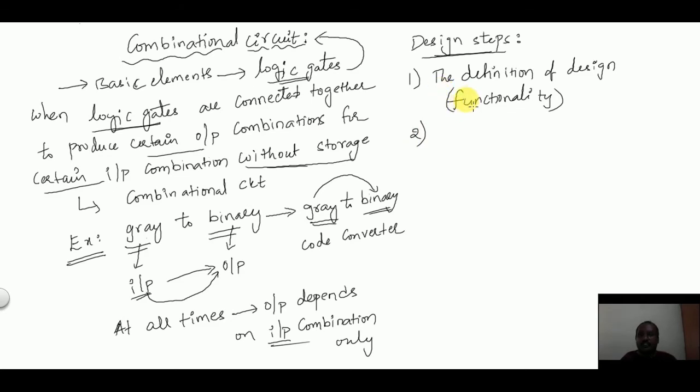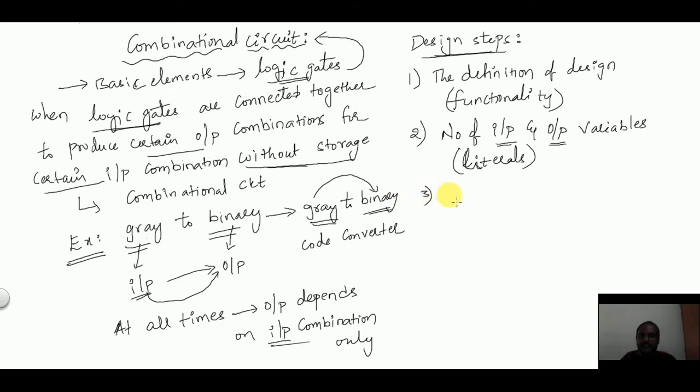After knowing the functionality, that means what you want to design, we have to know the number of input and output variables. After knowing the type of circuit you want to design, you have to know how many input variables, which in digital circuits we call literals, and how many at the output end are required in order to design the circuit. So that is the second step.